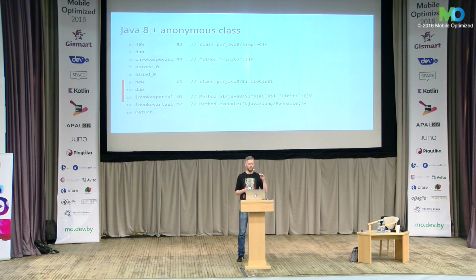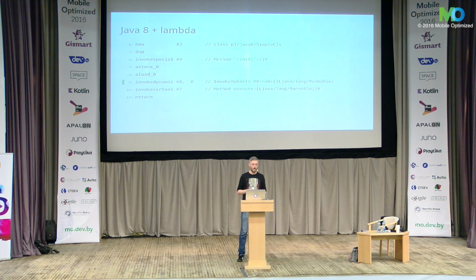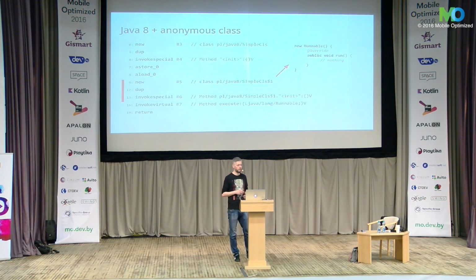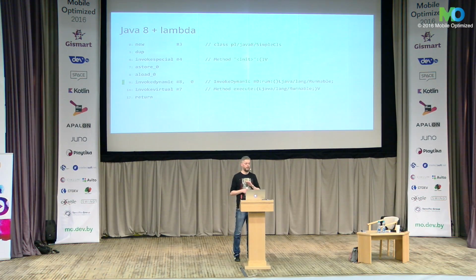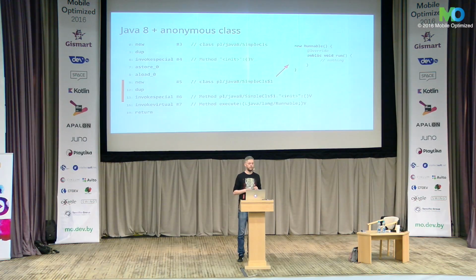So this is how an anonymous class in Java 8 looks as bytecode, right? More or less like this. Oh yeah, this is the anonymous class, like I said. How does it look with Lambda? A bit shorter. Instead of creating this red part, a new class, I just call invokedynamic. See the difference? Green, red, green, red.